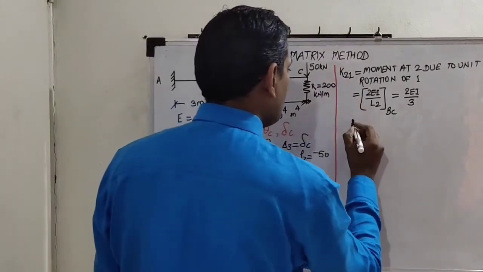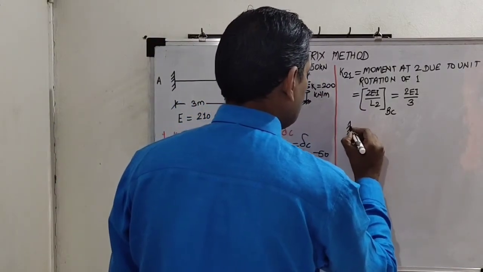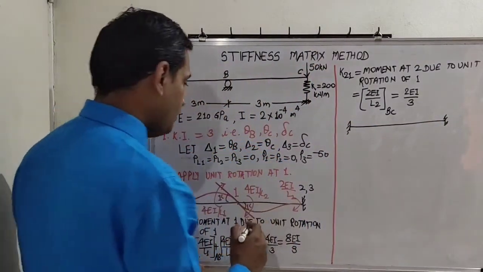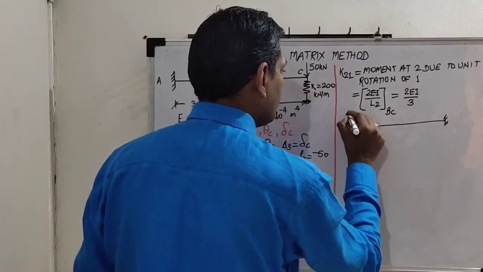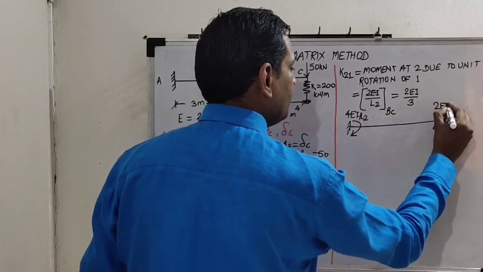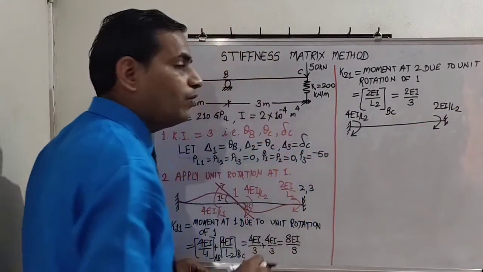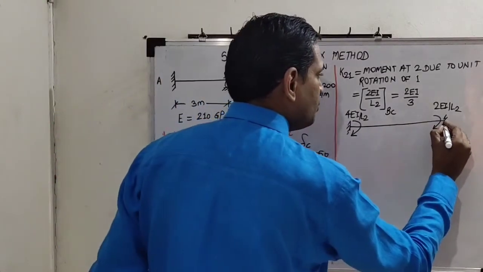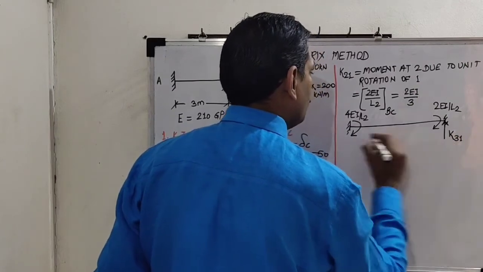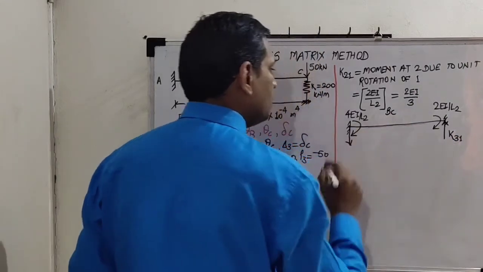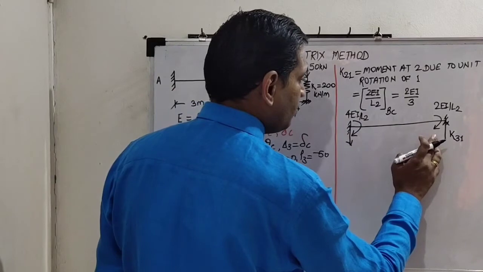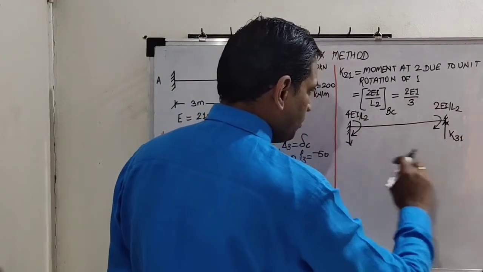We will take free body diagram of span BC. Here we shall show what are the stiffness values from this diagram. So 4EI by L2 here, and here is 2EI by L2. Now we want reaction on joint C. So I shall assume direction of this reaction upward. So this is K31. Okay. This direction I will assume downward. I have assumed these directions because these two reactions will produce an anti-clockwise couple.